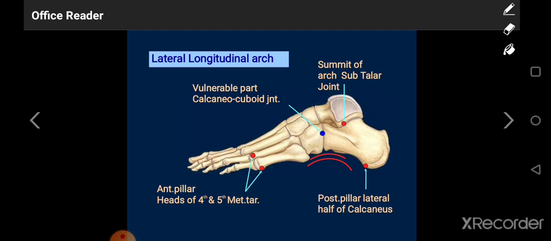Now we come to the lateral longitudinal arch. This is the lateral view of the foot. Here we can see the anterior pillar is formed by the heads of the 4th and 5th metatarsal. The posterior pillar is formed by the lateral half of the calcaneus, and the summit is formed by the talus, that is the subtalar joint. The vulnerable part of this arch is the calcaneocuboid joint.